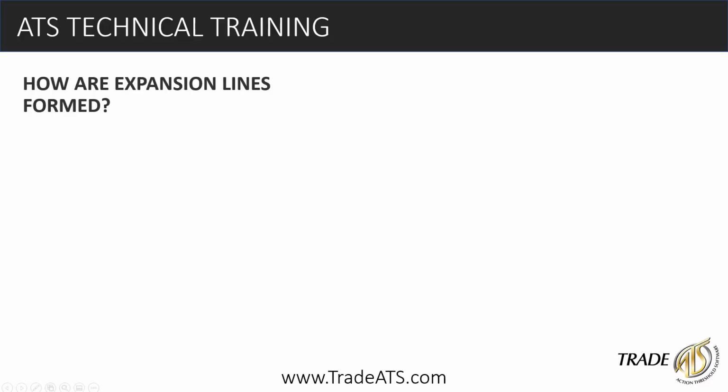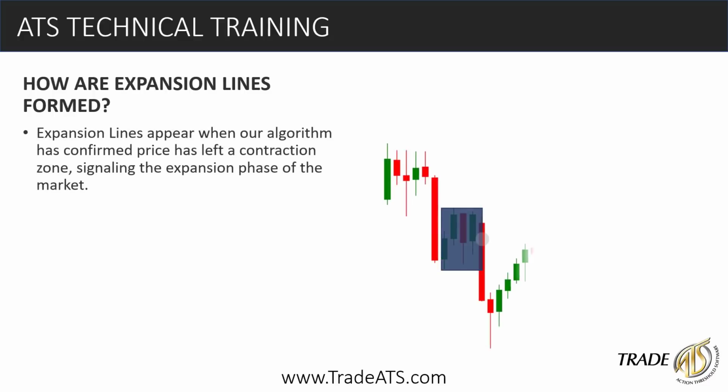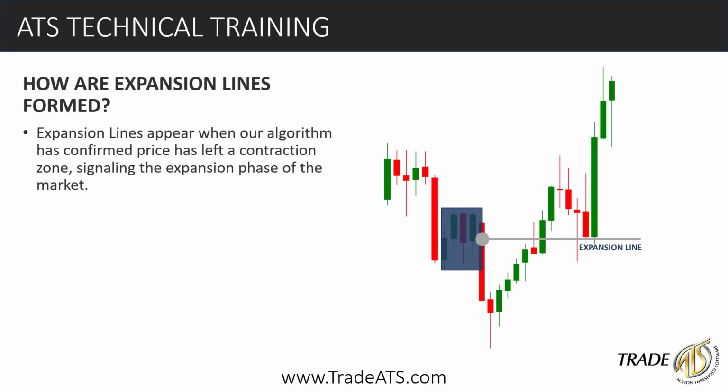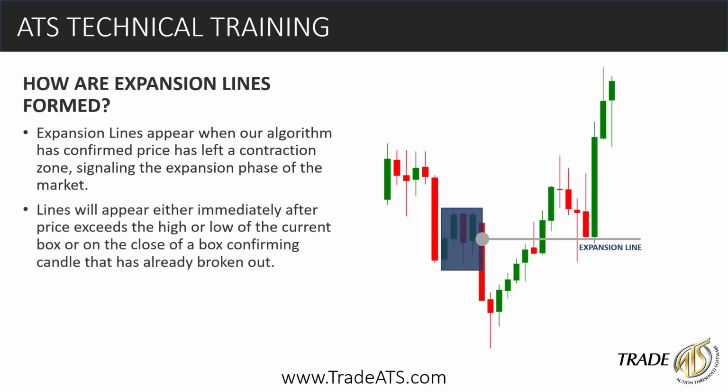So how are expansion lines formed? Expansion lines appear when our algorithm has confirmed price has left a contraction zone. So it's left the first phase of the market and it's signaling the expansion phase of the market. That's why we call them expansion lines, because they're a signal of that. The lines will appear either immediately after price exceeds the high or low of the current box. So when it breaks out of the high or low of the box, you'll get an expansion line.